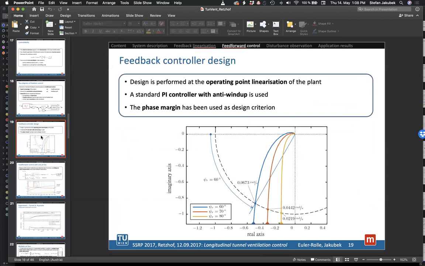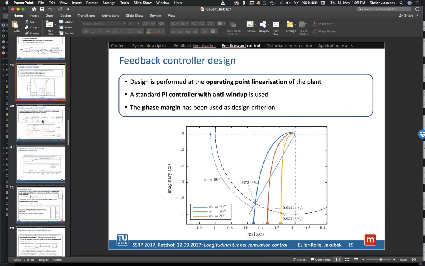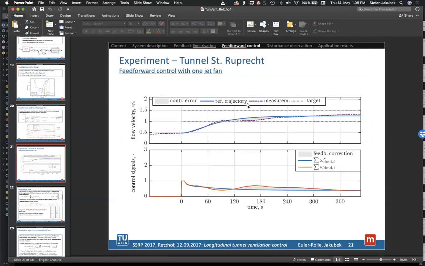Then, of course, we had some feedback control. So this was the 2 degree of freedom control. And let me just show you how this works. So this is a typical result that we got from this tunnel. You can see this is the time axis. 300 seconds was the limit to reach this corridor.